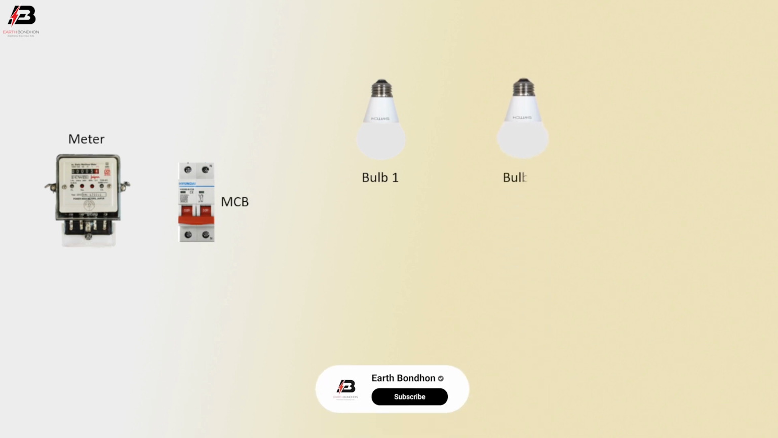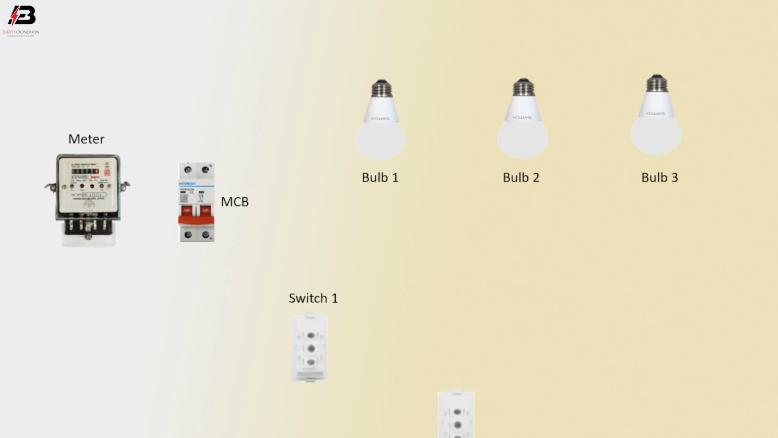So viewers, let's start. Single phase energy meter, double pole MCB circuit breaker, bulb 1, bulb 2, bulb 3, switch 1, switch 2, switch 3 and switch 4. All are two-way switches.